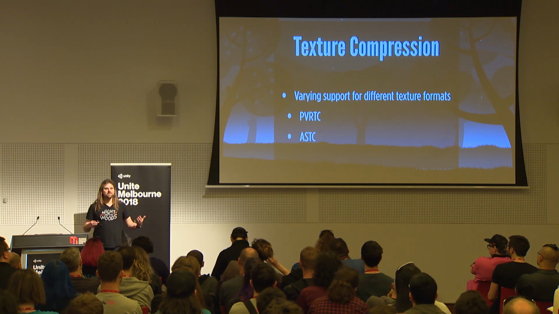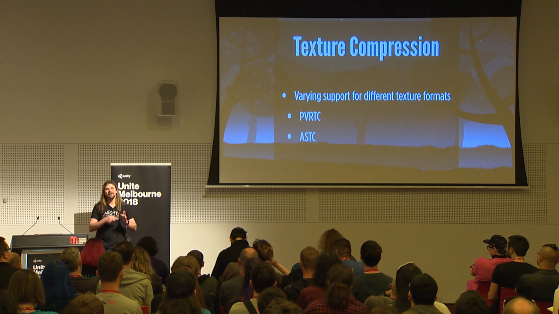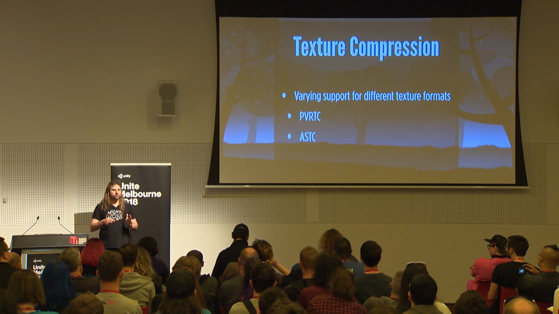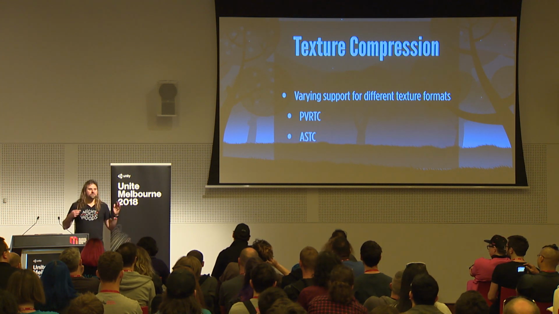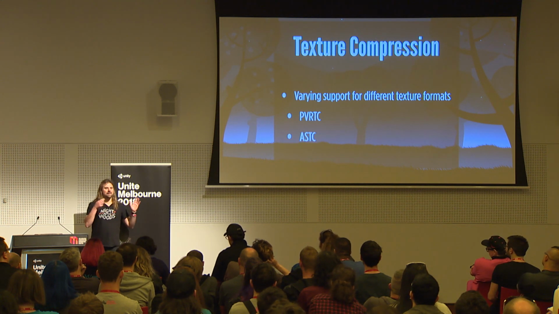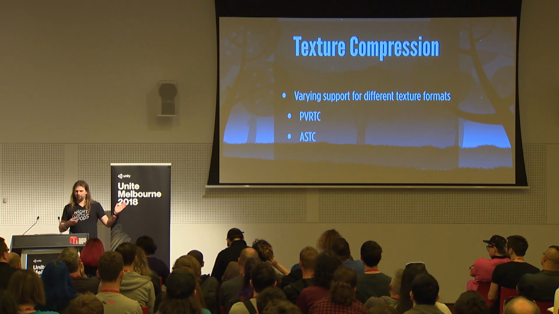ASTC is more recent, much better, has better picture quality, and also better compression at the same time, but is really, on iOS devices, only available on the A8 chip and later. So there's actually no way to release an app onto the App Store and say, oh, and this only works on A8. So you have to support PVRTC if you want to have texture compression. At least you have to put that as part of your build.